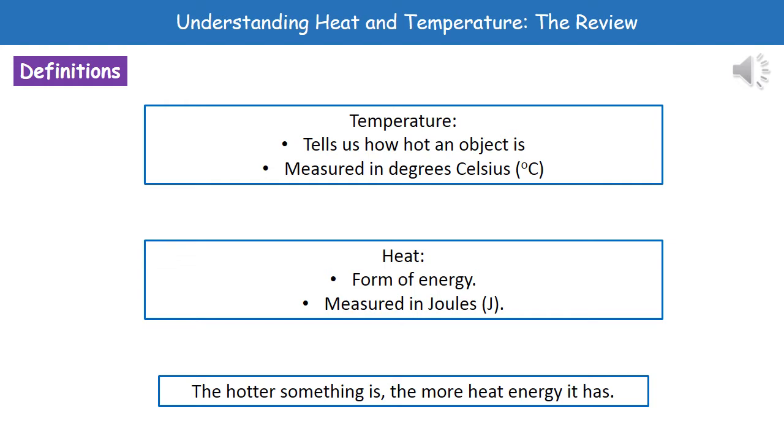First thing we need to do then is understand the difference between these two terms, heat and temperature. So when we're referring to the temperature, we're literally referring to how hot an object is, and this is something that's going to be measured in degrees Celsius. If we're talking about the heat, then we're talking about energy, because remember, heat is a form of energy. And because of that, heat will be measured in joules. So just remember that whenever we're talking about objects, the hotter something is, the more heat energy it has.